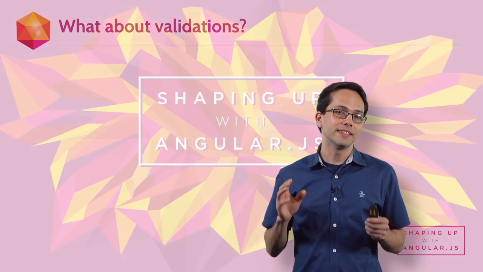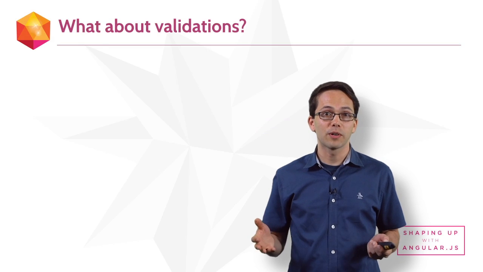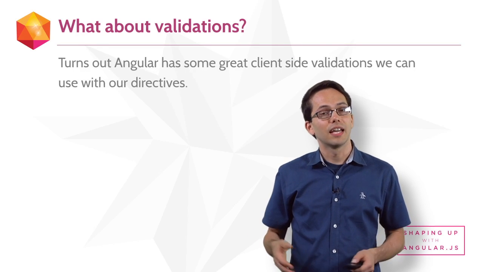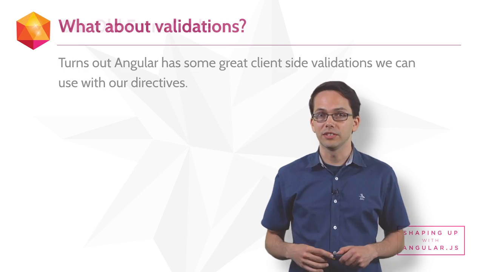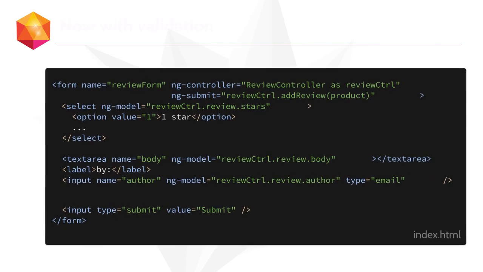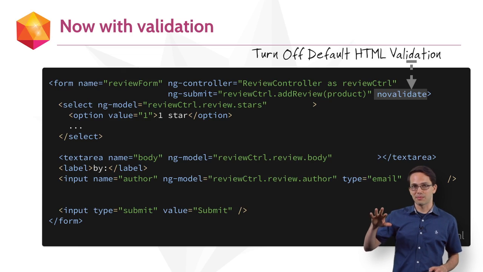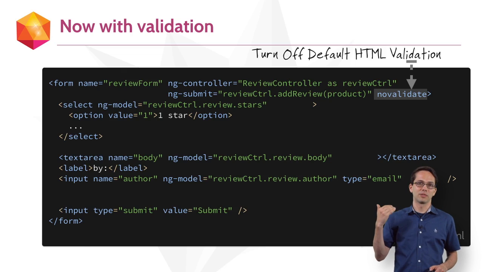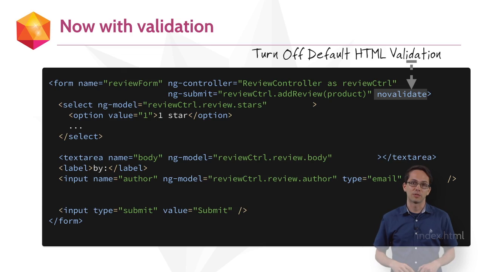Welcome back. In this section, we're going to be going over validations, because every form needs good validations, and Angular comes with some great built-in ones that you're going to want to use. To add validations to our review form, the first thing we need to do is turn off default HTML validations. Browsers sometimes have this built in, and we don't want that. We want to be more consistent.